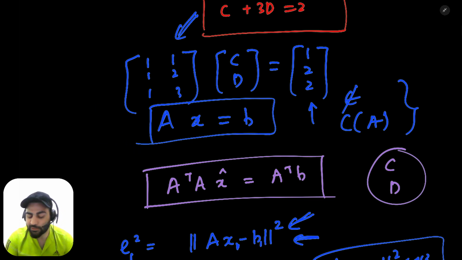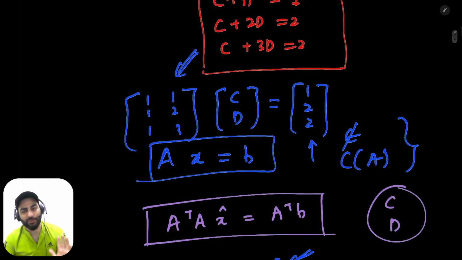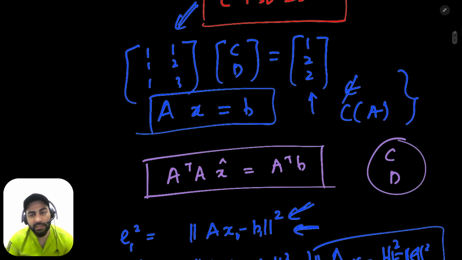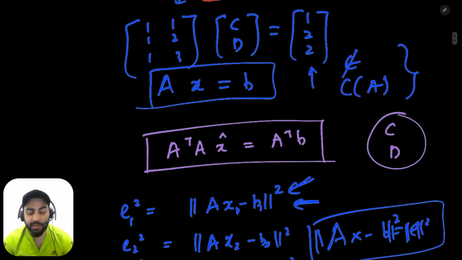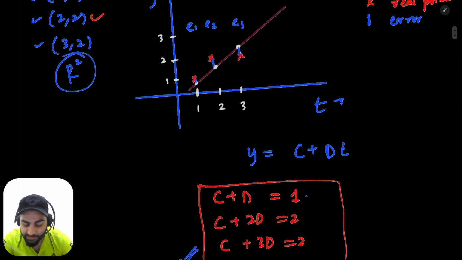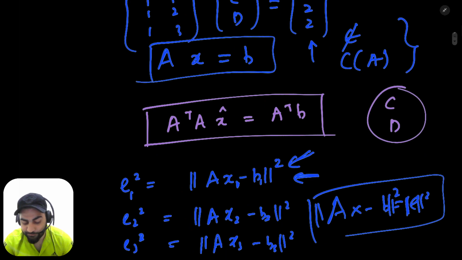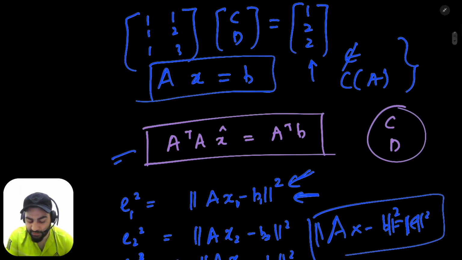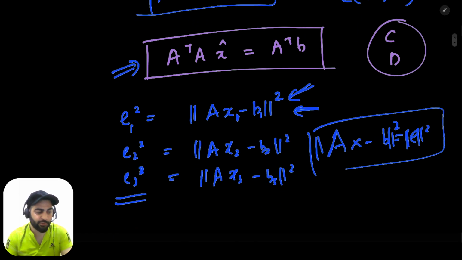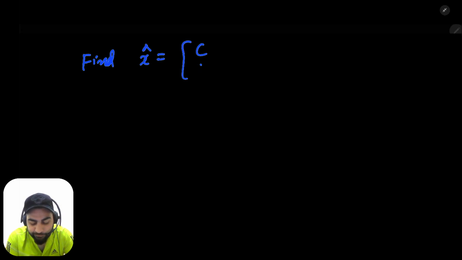Now clearly you saw that this b does not belong to the column space. What I told you is that we'll find the nearest b such that the error, this e1, e2, e3, is minimized. So now I'll solve this equation instead: A transpose A x hat is equal to A transpose b. Let's solve that. Our job is to find x hat, that's our C and D.